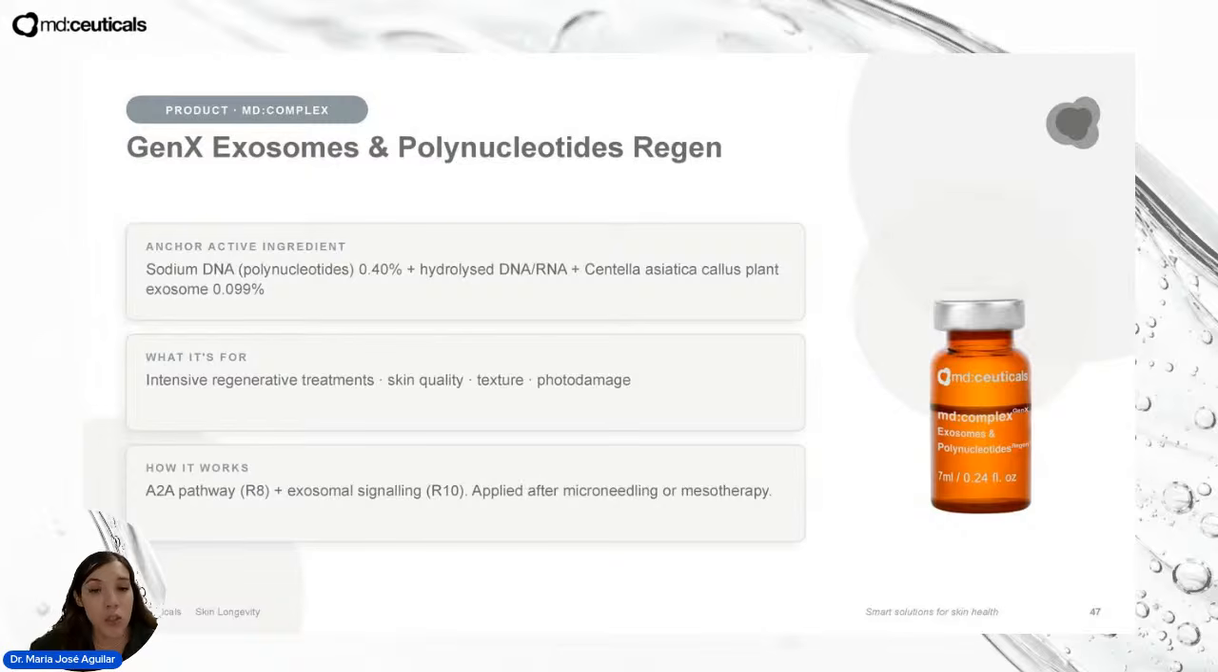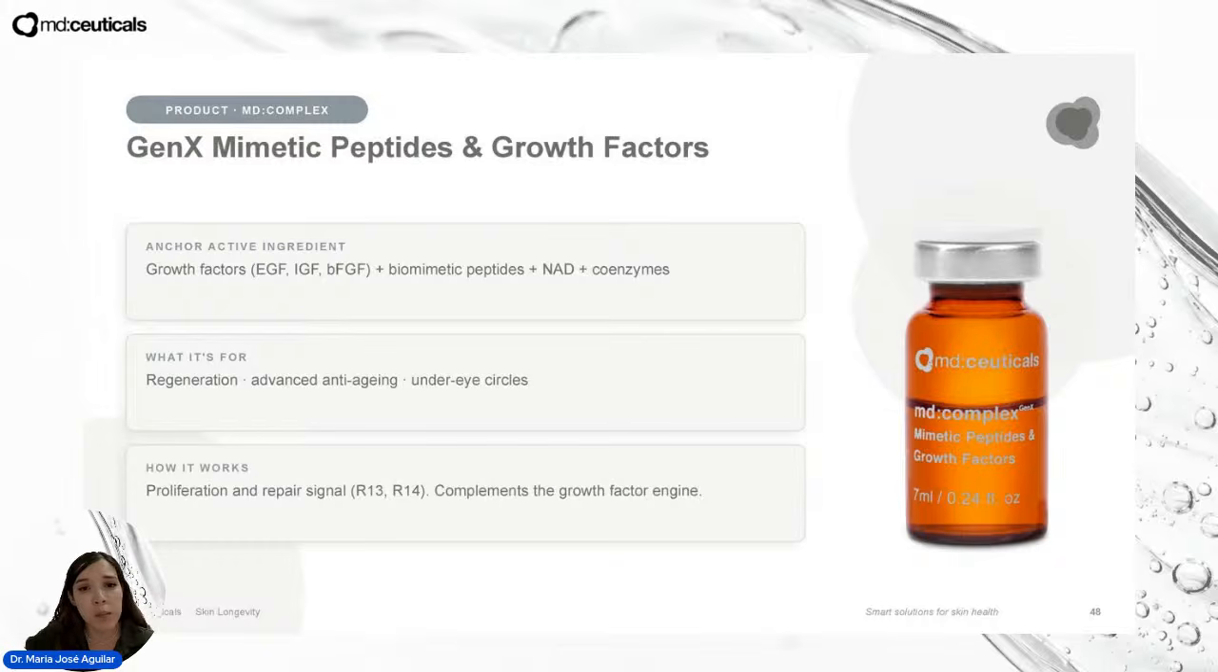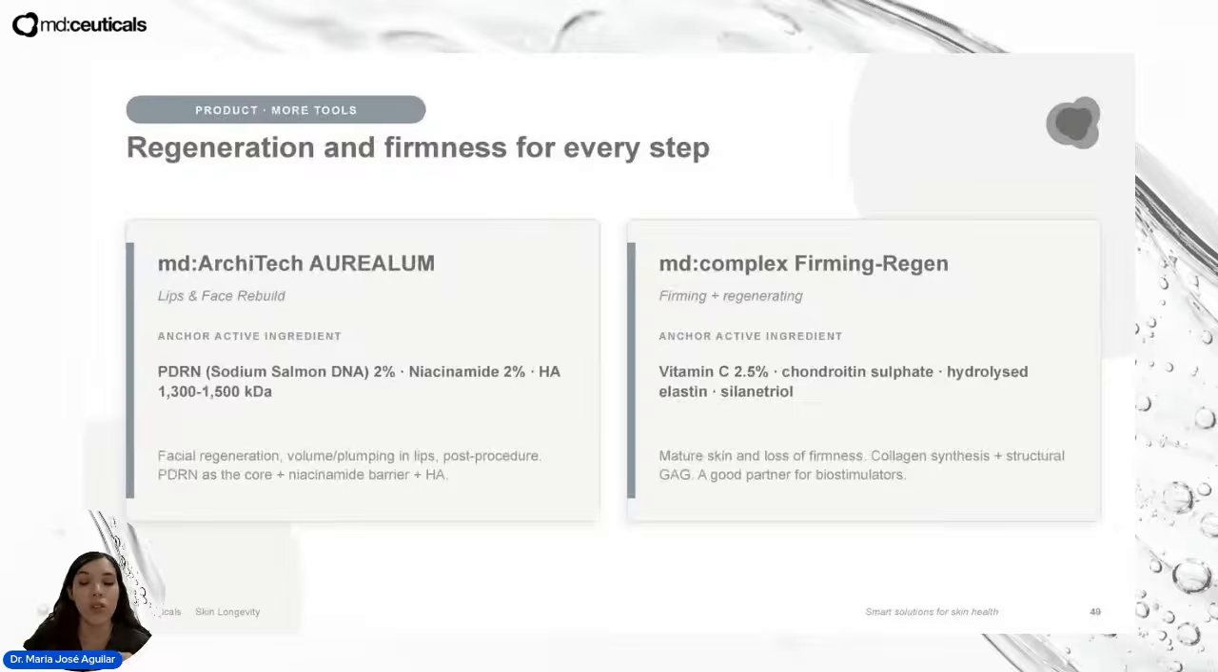Talking about the exosomes, if you want to treat with exosomes, we have a product of exosomes with polynucleotides that has this combination of activation and tools for recovery of the skin and to make a regeneration treatment. We have the mimetic peptides and the growth factors that have the NAD, we have coenzymes, we have all this activation that we need, but also all these growth factors that are going to help us make the recovery and the regeneration in the tissue.